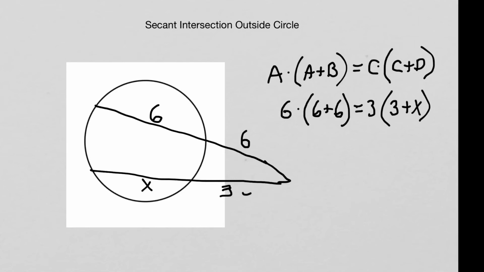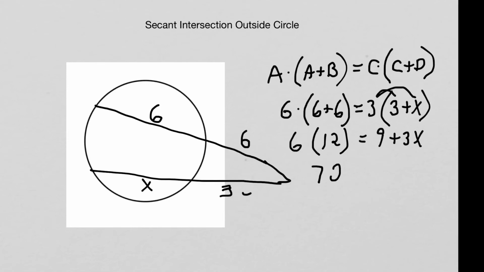Now it just comes down to pure algebra. This is going to be 6 times 6 plus 6, which is 12, equals, and I want to distribute, 3 times 3 is 9. 3 times x is going to give me plus 3x. Going on down to the next level, 6 times 12 is 72. Use your calculator if you're not good with your 12s.